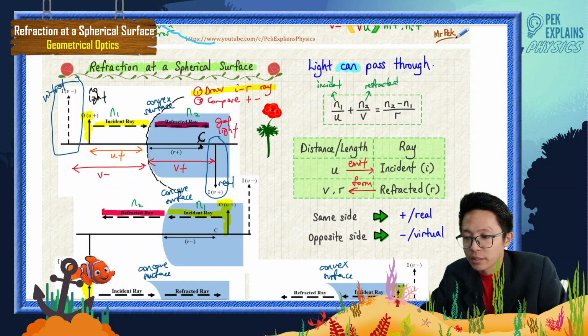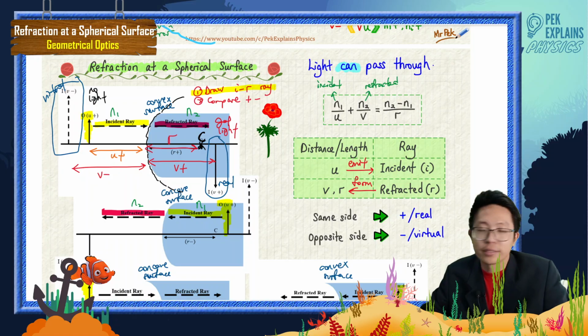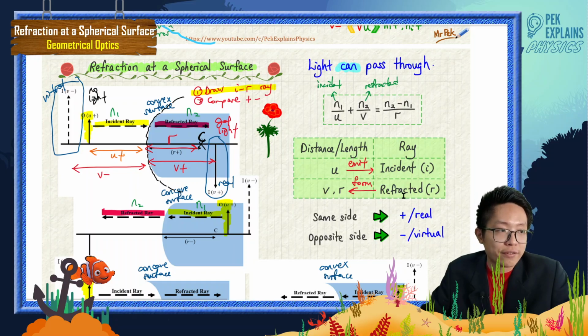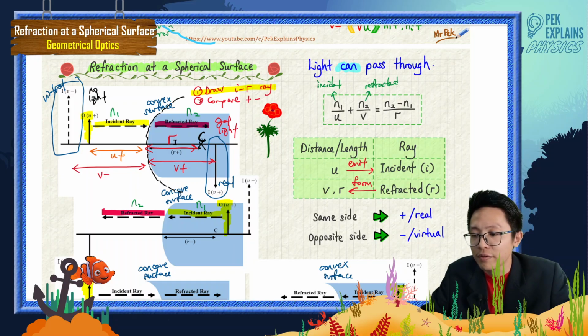Center curvature is over here. So the radius is over here. This is the radius. Do you see that? So for this convex surface, I compare this radius with the refracted ray. The radius and the refracted ray are on the same side.